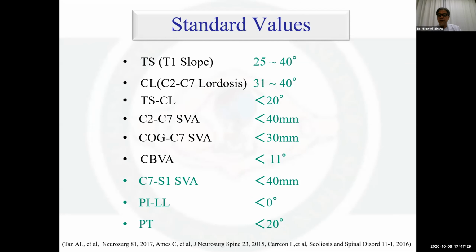Several papers introduced standard values of such parameters. T1 slope should be 25 to 40 degrees. Cervical lordosis is 31 to 40 degrees. Then TS minus CL will be less than 20 degrees. C2-C7 SVA is less than 40 millimeters. COG-C7 SVA is less than 30 millimeters. And chin-brow angle is less than 11 degrees, and so on.